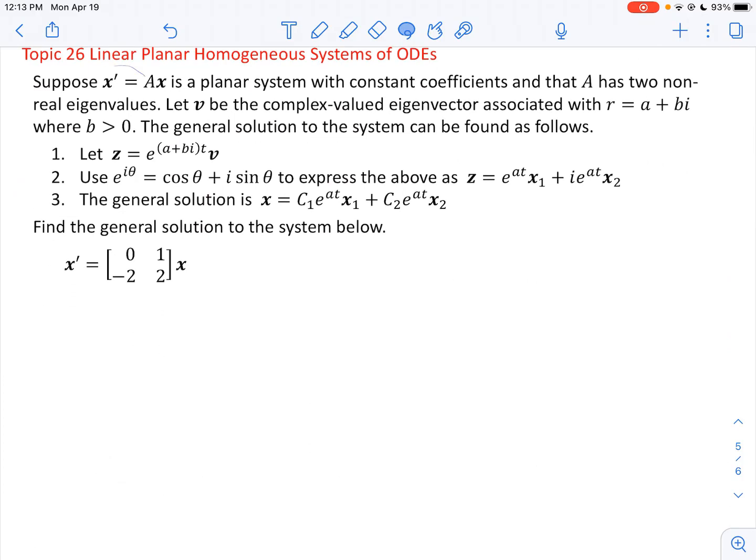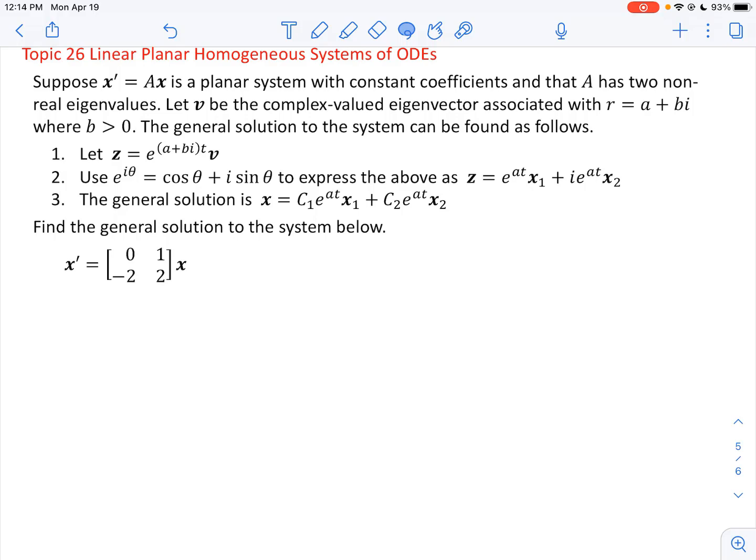Suppose again we have a planar, so this is a two-dimensional, homogeneous linear system with a constant coefficient matrix A. And furthermore, suppose that A has two non-real eigenvalues, so that they're going to be of the form a plus or minus bi.